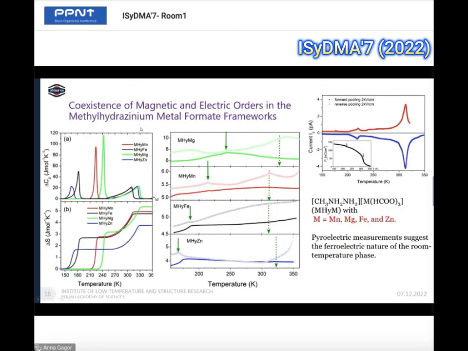So here I will just show in more detail the characteristic features of formates. Based again on the methyl hydrazinium cation, we were able to introduce methyl hydrazinium into the four metal formates, and it appeared that these formates have two phase transitions. During these phase transitions, we can reverse the pyroelectric current. So we have transitions from the high temperature centrosymmetric phase to two polar phases.